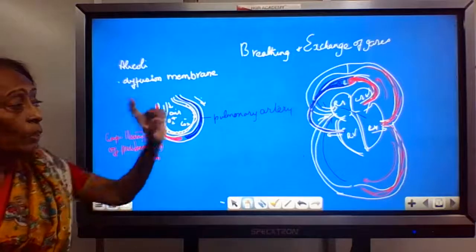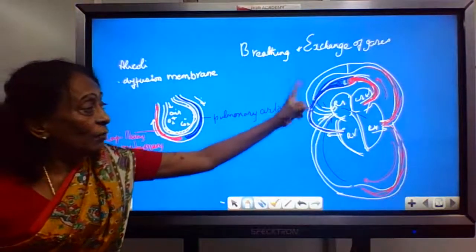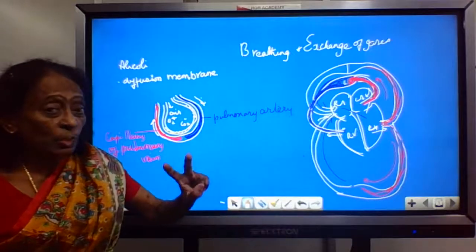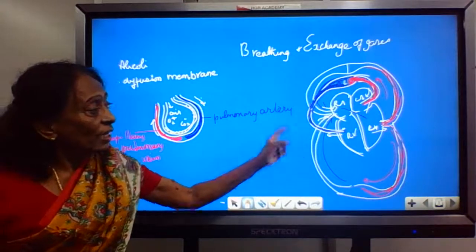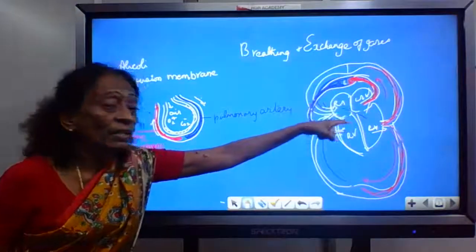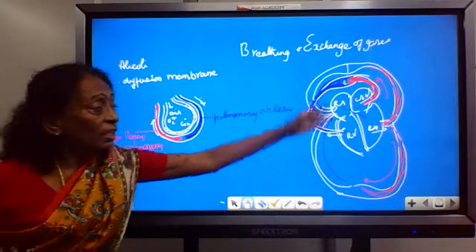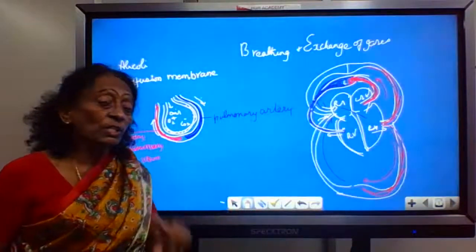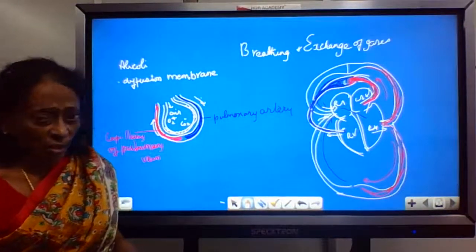Now, what is meant by double circulation? You have a pulmonary circulation and a systemic circulation. The main difference is what? In pulmonary circulation, the artery carries deoxygenated blood and the pulmonary vein carries oxygenated blood. In systemic circulation, the artery carries oxygenated blood and the veins carry deoxygenated blood. This is the main difference between systemic circulation and pulmonary circulation.